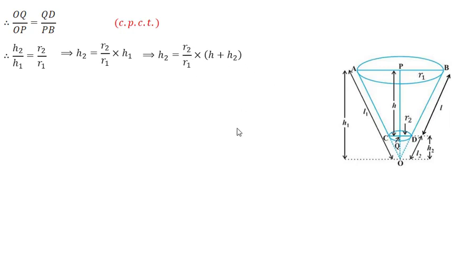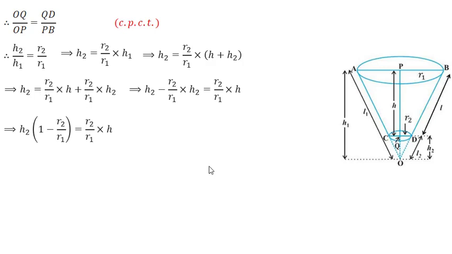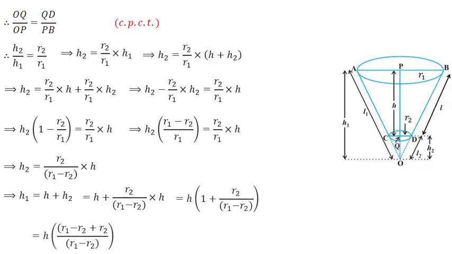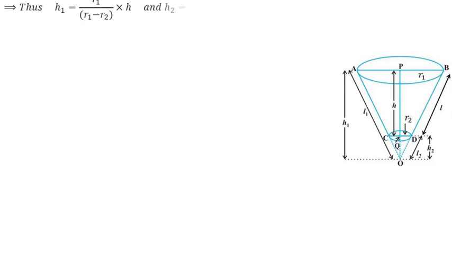So as we have done in the last problem, in the same way we are proceeding and we are getting the value of H2. So on simplification you find that H2 is R2 upon R1 minus R2 into H. And by putting this value of H2 in the formula for H1, we will get the value of H1 as H plus R2 upon R1 minus R2 into H. On simplification it gives me H into R1 upon R1 minus R2. So we have value for H1 as R1 upon R1 minus R2 into H, and value of H2 as R2 upon R1 minus R2 into H.